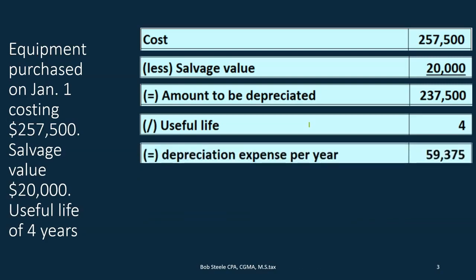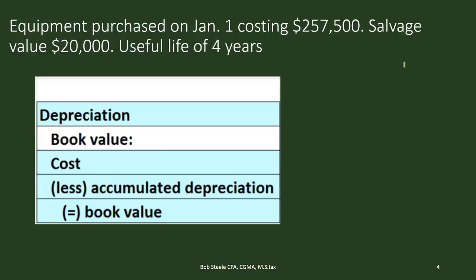So if we do that division, we're going to take the 137.5 divided by 4. We have 59,375 per year. So that's what's going to happen. We're just going to depreciate it by the 59,375 each year, and at the end of that time period, we'll have accumulated depreciation of 237.5, and the cost will remain at 257.5, leaving us with a salvage value of 20. Let's see what that will look like then.